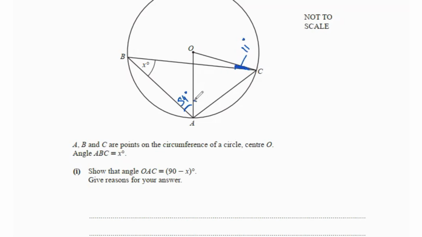So OAC was given as 90 minus x. And this is also 90 minus x. So what we can do over here is create an equation for this small angle over here. I'm going to color this in pink. Let's find this angle first. So angle BCA is going to be 90 minus x minus 11, which is basically 79 minus x.